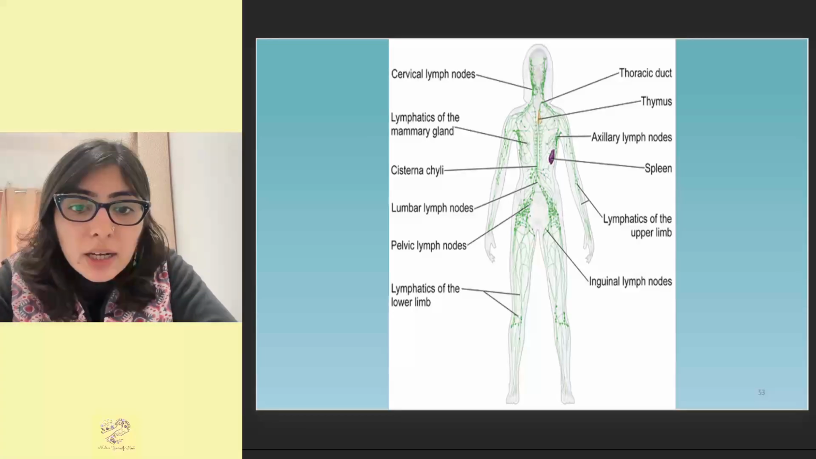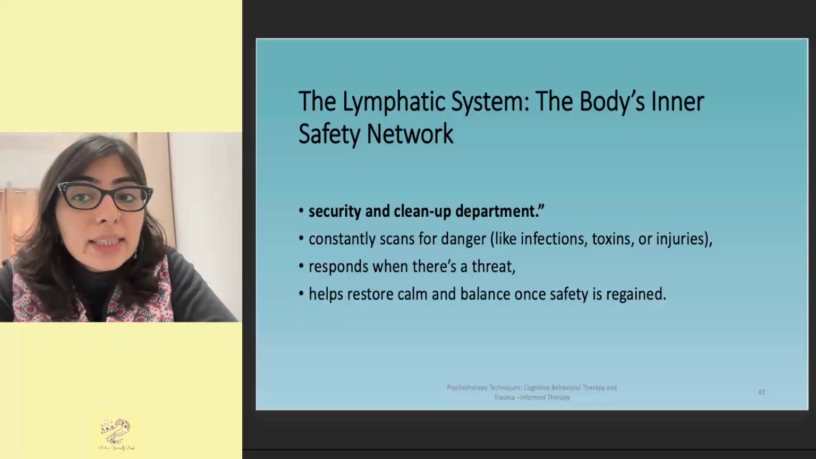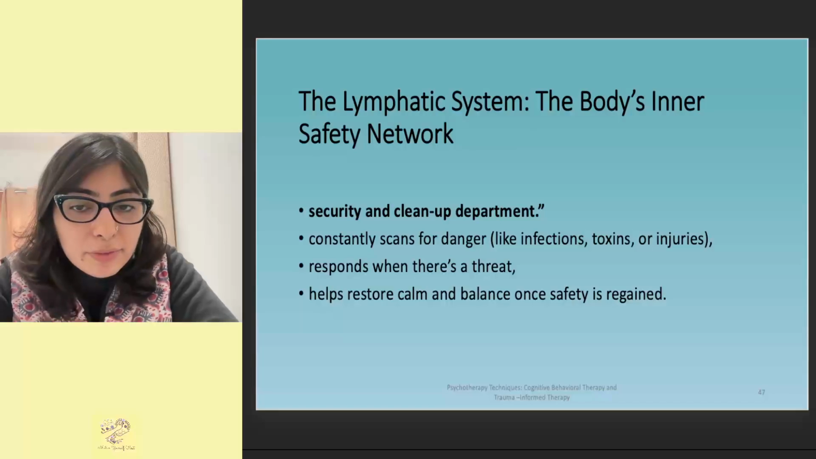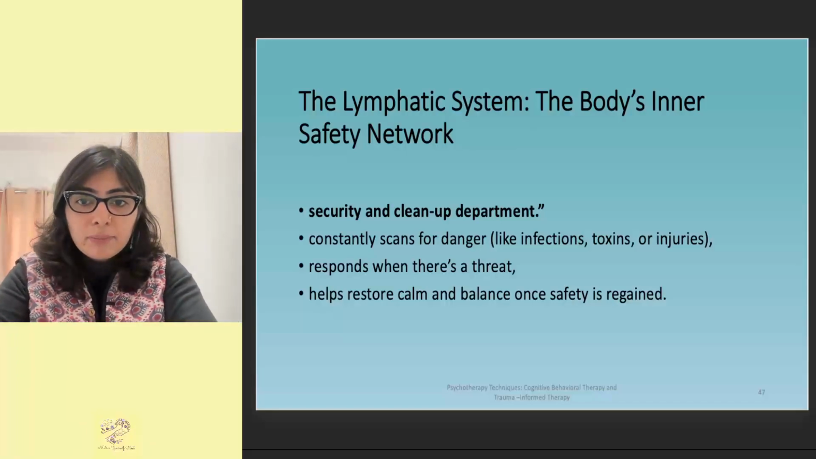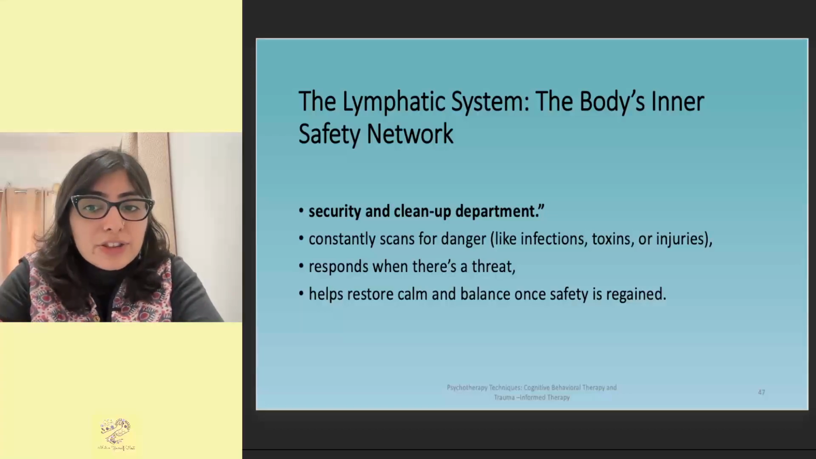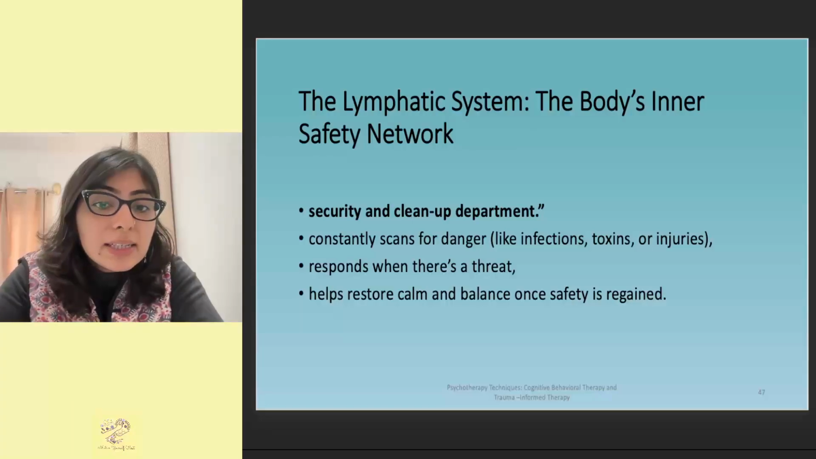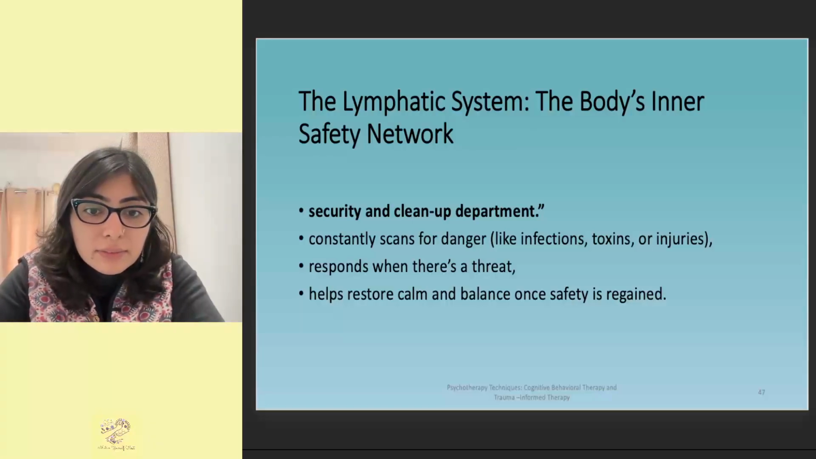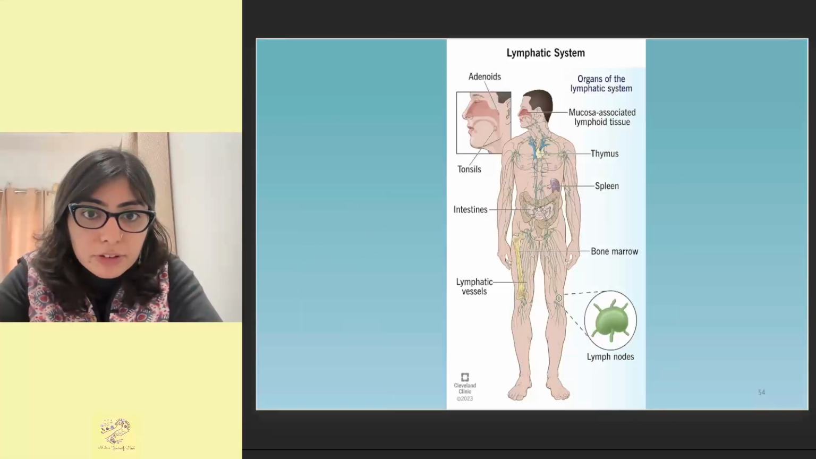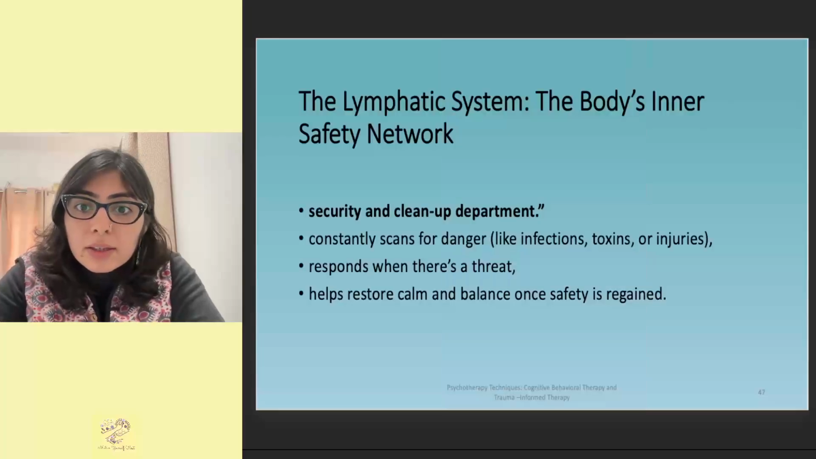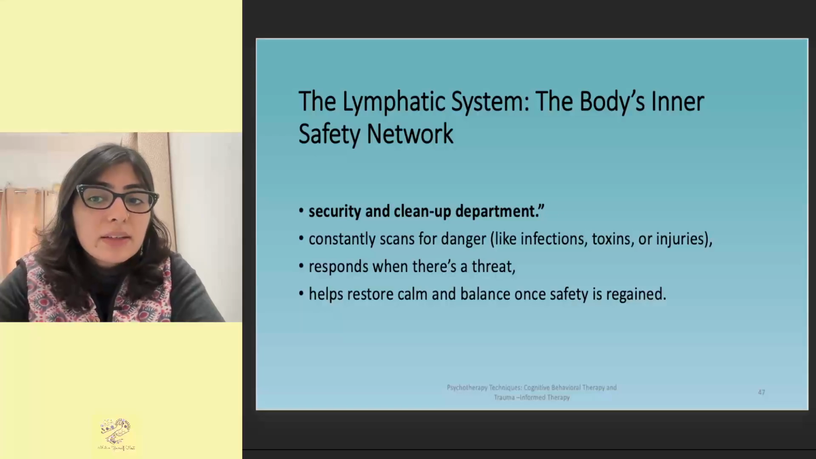Okay, now let me go through the slides. We can understand the lymphatic system as the body's inner safety network. Why? Because it acts like a cleanup department. It constantly scans for danger like infections, toxins, and injury. Where does the scanning happen? Inside lymph nodes, inside these ball-like, bean-shaped structures. It responds when there is a threat, and helps restore calm and balance once safety is regained.